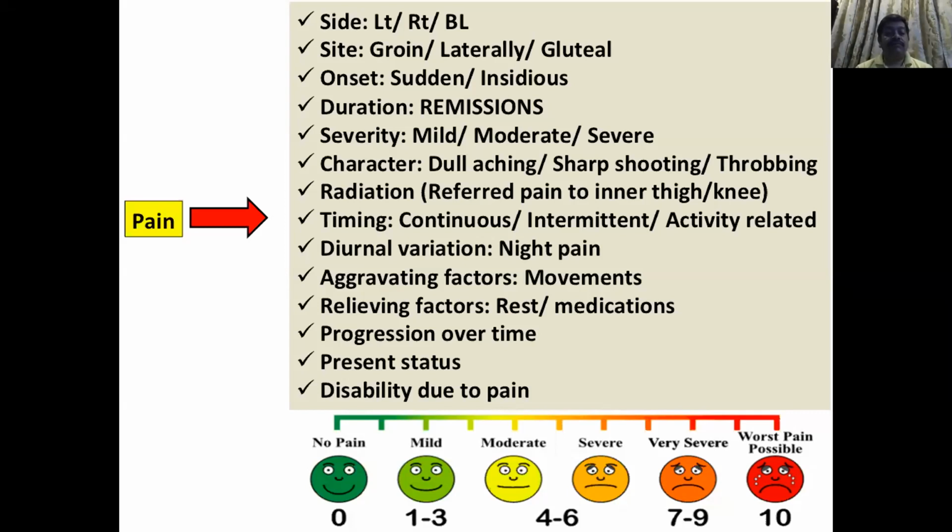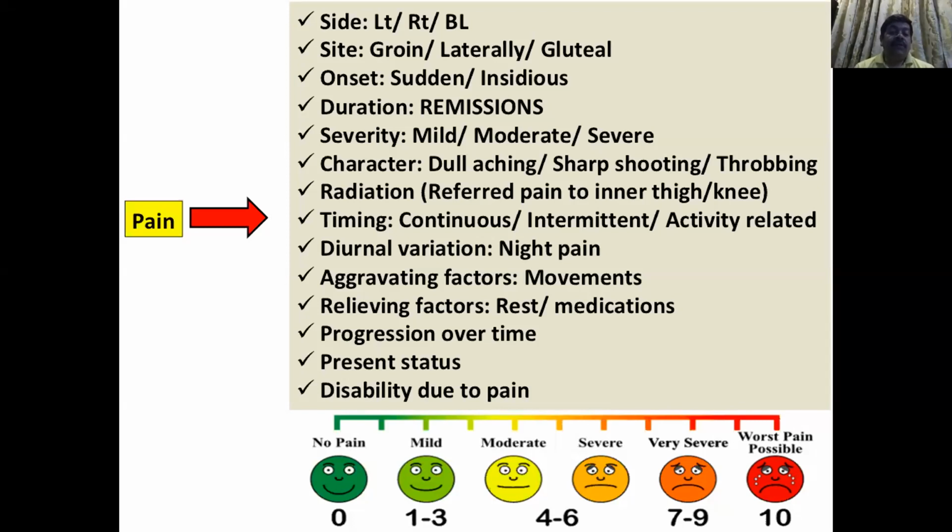The character, dull, sharp, throbbing. Radiation, time, is it continuous? Is it intermittent? Or is it activity related? Is there a diurnal variation? Is night pain a very prominent phenomenon associated? What are the aggravating factors? Does movement increase the pain? What are the relieving factors? Invariably rest and medication, these are the two commonest.